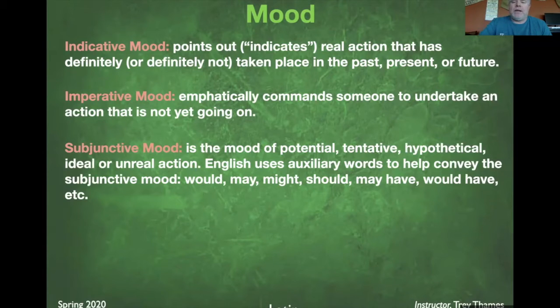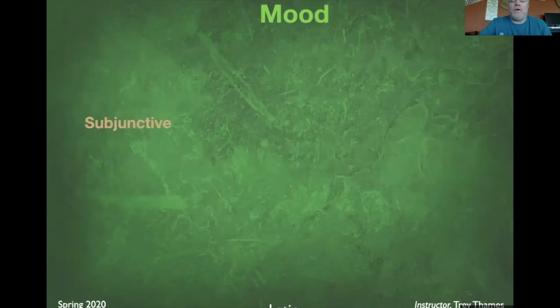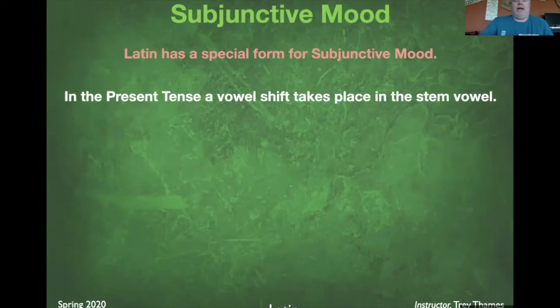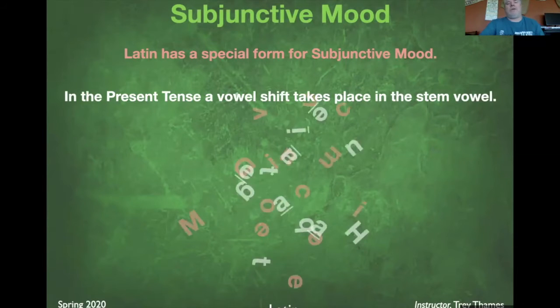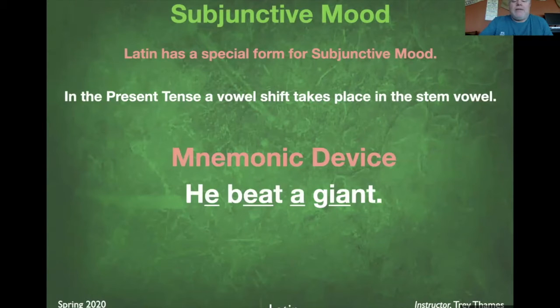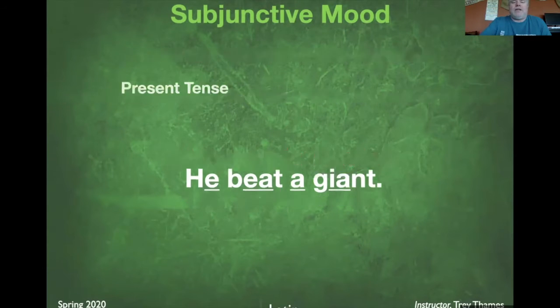Latin, however, does something a little different. It has a special form for the subjunctive mood. The form takes a vowel shift in the stem vowel of the main verb, or the main principal part there. So it shifts from whatever the main vowel is to a new vowel. And we use a mnemonic device to help us remember this shift. We use "he beat a giant." Your book says "we fear a liar," but I like "he beat a giant" better. And so our vowel is simply going to shift to this new vowel.